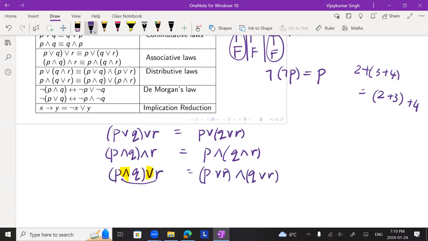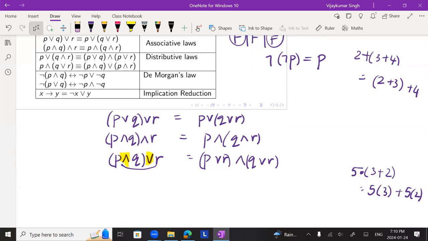You're distributing it over. Again, this comes from the numbers. In numbers, we have two different kinds of operations. So suppose I have 3 plus 2 multiplied by 5. In that case, when I want to open the bracket, it's 5 times 3 plus 5 times 2, isn't it? Here you have multiplication and addition, which are different operations. So when you open, you distribute it. So same thing for logic as well. We have P and Q or R, that is the same as P or Q and Q. And same way, if you change them also, you get the same.